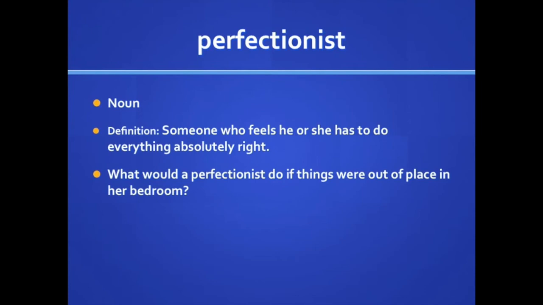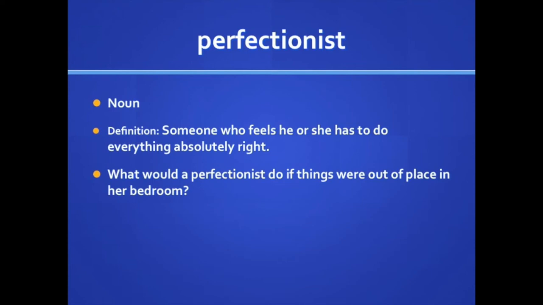The next word is perfectionist. You might remember from a previous lesson that the ist ending often tells us that our word is a noun, which is a person, place, or thing. In this case, a perfectionist is a person, so the word is a noun. The definition of perfectionist is someone who feels he or she has to do everything absolutely right.